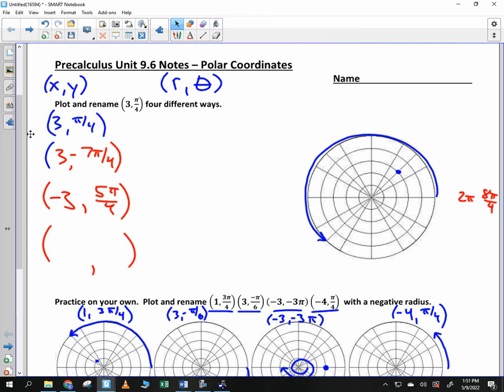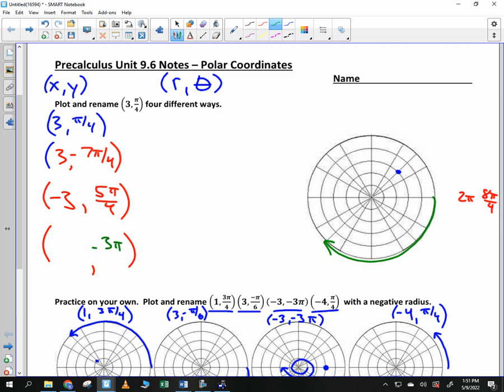Okay, then we have one more. Suppose I want to get to that same spot. I rotate in the opposite direction. What is -3 pi over 4? And instead of traveling 3 units, 1, 2, 3, I'm going to travel 3 units in the opposite direction in order to get there.